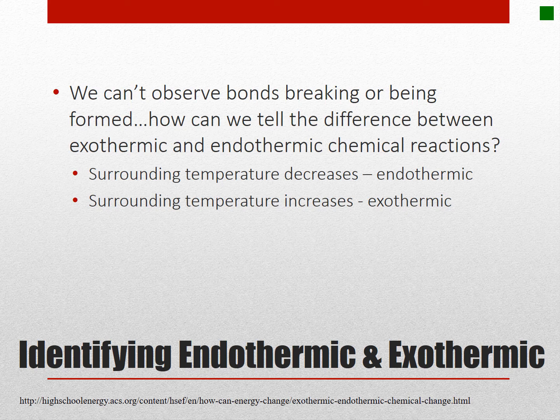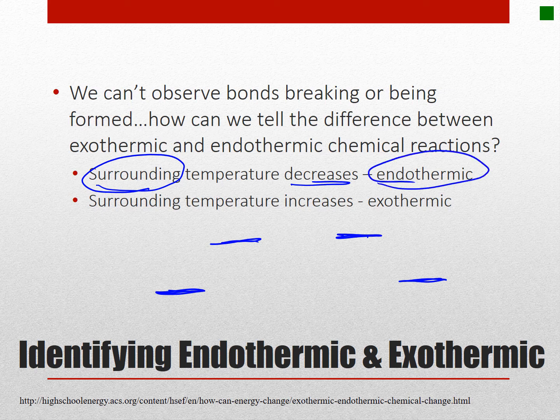All right. We can't observe the bonds breaking or making literally, so what we do is check the temperature. We're looking at whether the starting temperature went up or went down. If the surrounding temperature decreases, and I'm not talking about the system, I'm talking about the surroundings, that is an endothermic reaction, and I'll show you visually why that occurs. If the surrounding temperature increases, that is an exothermic reaction. So we're not talking about the system here, we're talking about the surroundings.